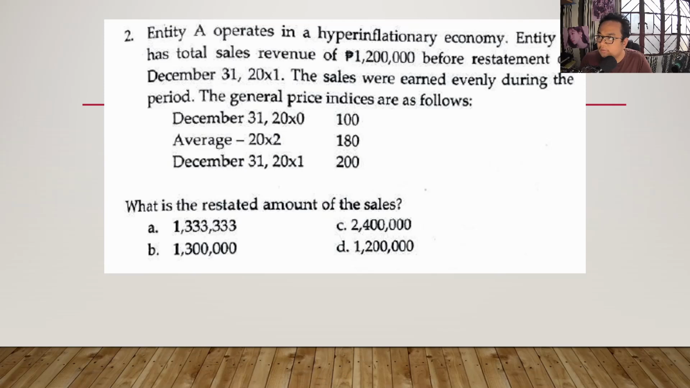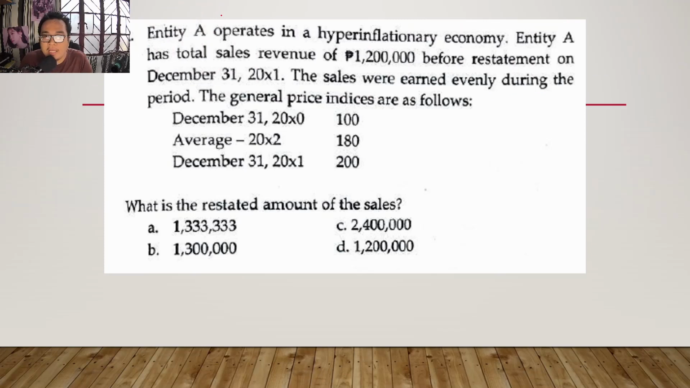So, si number 2, entity A operates in a hyperinflationary economy. Entity A has total sales revenue of 1,200,000 before this statement, on December 31, 2001. The sales were earned evenly during the period. So to, the general price indices are as follows. Noong December 31, 100. Yung average is 180. Noong December 31, 2001, the end of the current reporting period, it's 200. So what is the restated amount of sales?